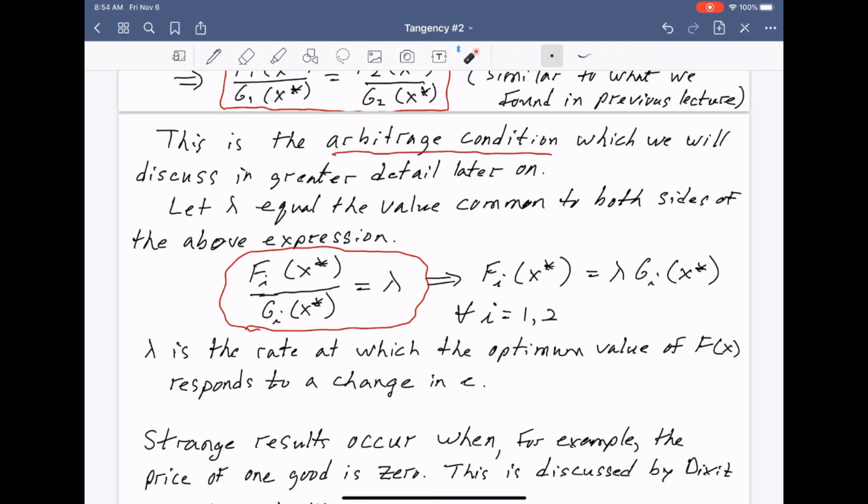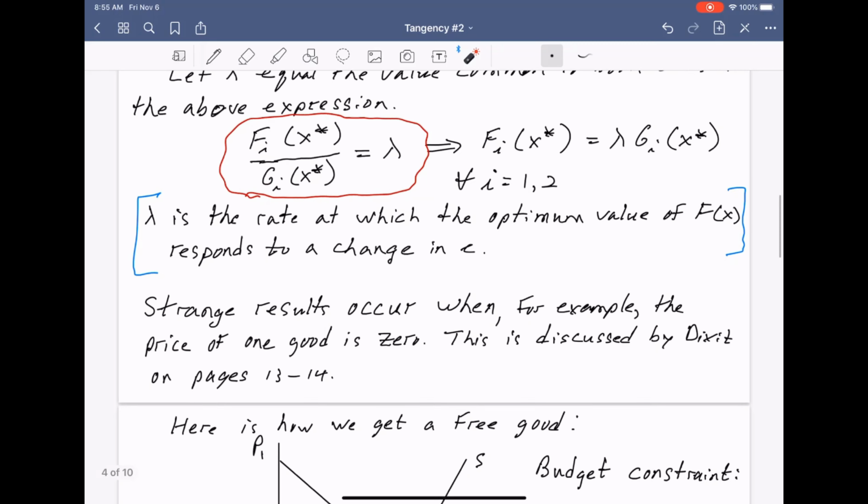And lambda in this case is the rate at which the optimum value of the objective function responds to a change in c. Now that is a very important expression, and we're going to come back to it quite a bit because that in effect is a shadow price, as we will see when we get to that point.